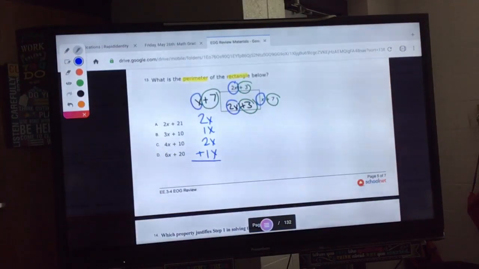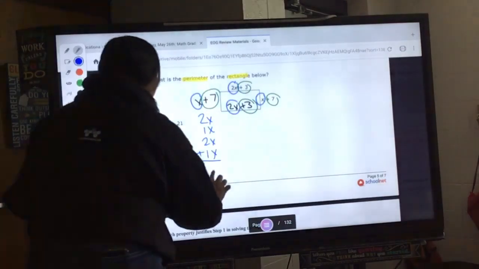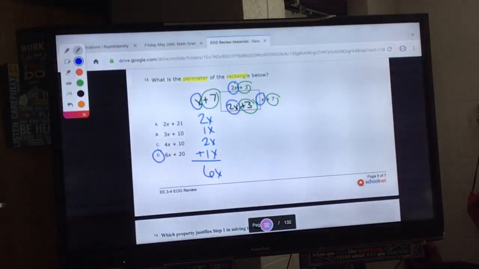Noah, did you finish your problem? No. Why? I think for my answer, just by adding the x. So what do you get when you do 2 plus 1 plus 2 plus 1? 6. And there's only one answer with 6 in it, right? Yep. Okay.